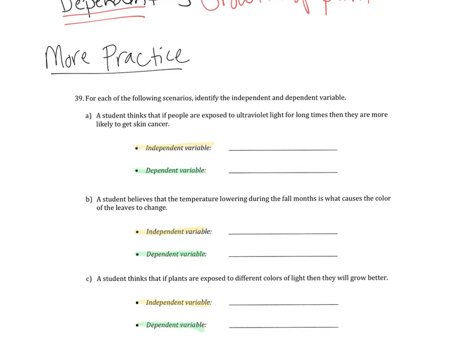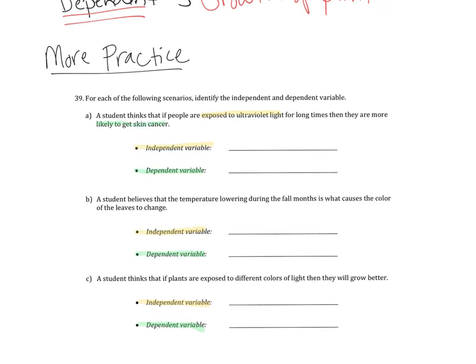The first one, a student thinks that if people are exposed to ultraviolet light for a long time, then they are more likely to get skin cancer. So what is the independent variable? Exposure to ultraviolet light. What is the dependent variable? The thing you are measuring. How likely you are to get skin cancer.